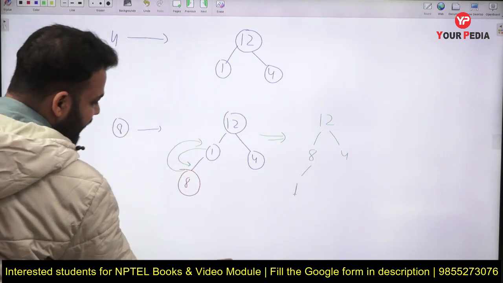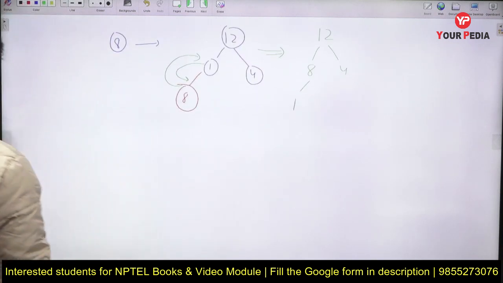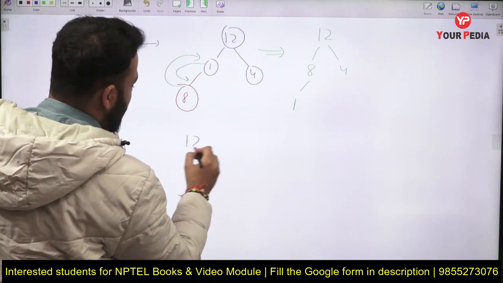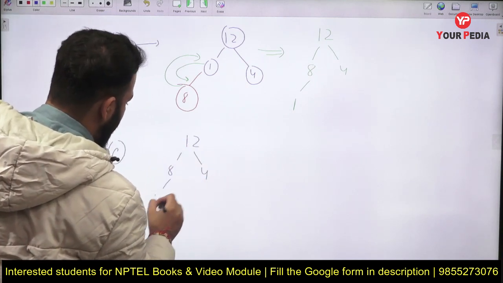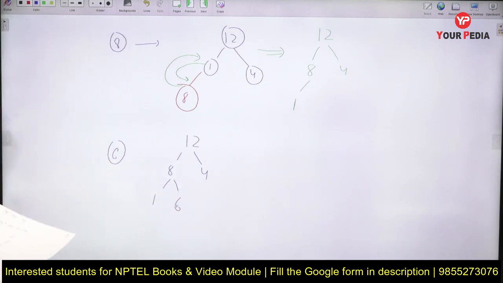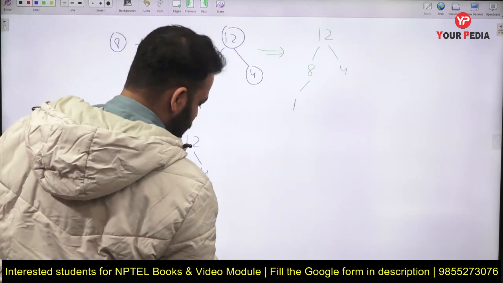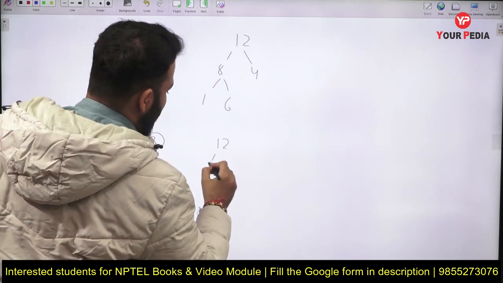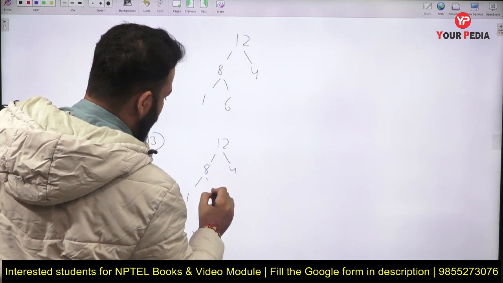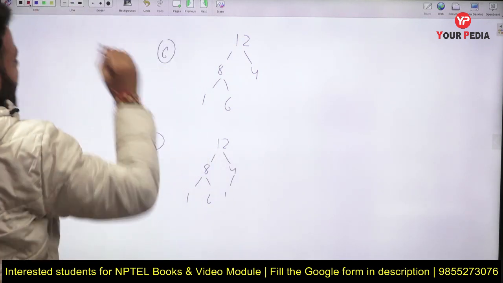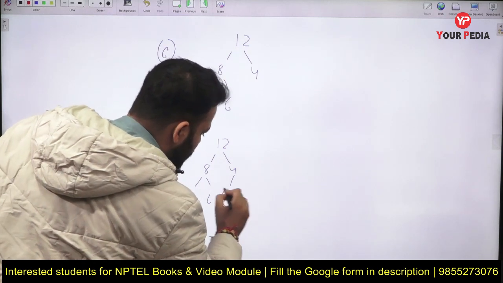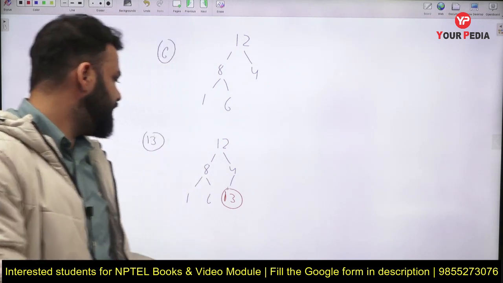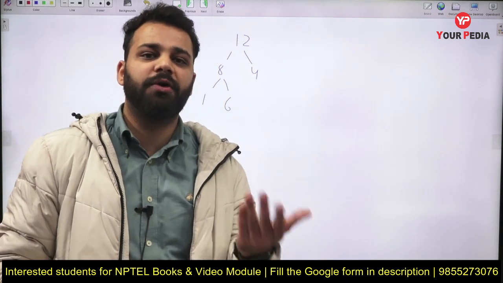Now the next element that comes after 8 is 6. Now when a 6 comes, our tree will become 12, 8, 4, 1, 6. Now again no issue here. After that 13 comes. Now when 13 comes, 12, 8, 4, 1, 6, 13 will be there. Now there is an issue with 4, because 4 is not greater than 13 and it is acting as a parent of 13, which should not be the case.